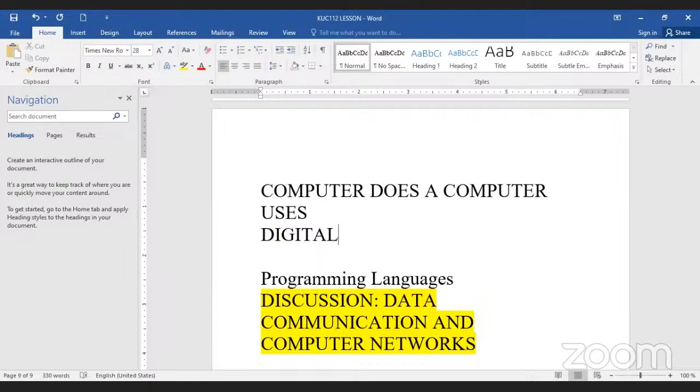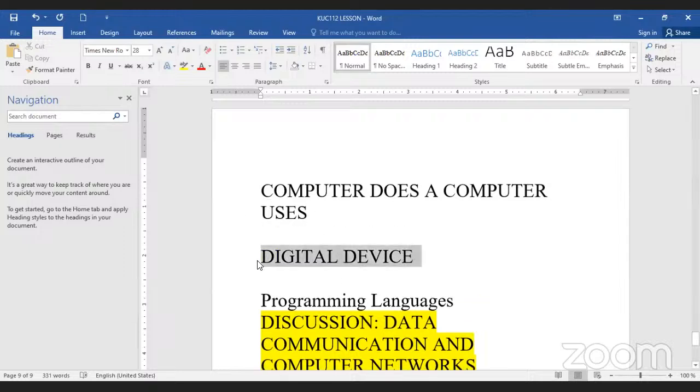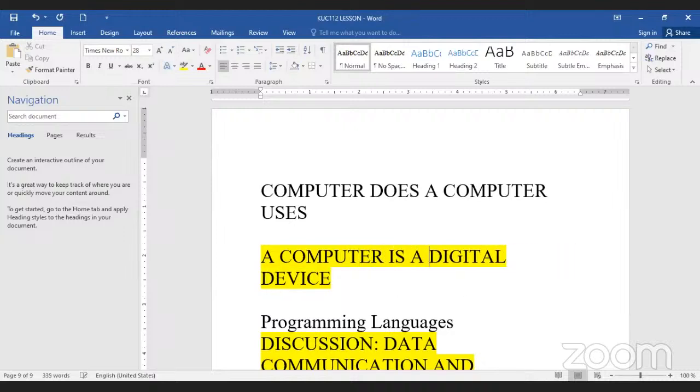What does it mean when you say that a computer is a digital device? We have this terminology called digital device. Maybe through the chat, when you say that a computer is a digital device, what does it mean?